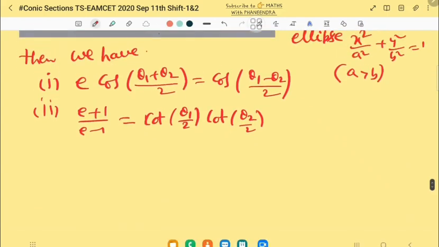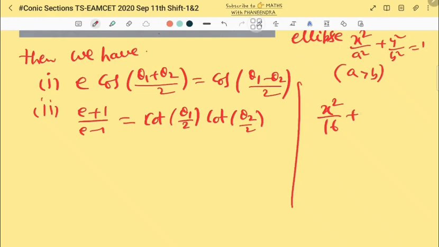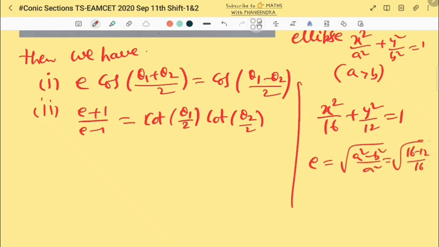So eccentricity value we need to calculate for the given ellipse, x square by 16 plus y square by 12 is equal to 1. Eccentricity E is equal to root of (a square minus b square) by a square. So root over (16 minus 12) by 16, which is root of 4 by 16, which is 1 by 4, so 1 by 2. So eccentricity value is 1 by 2.